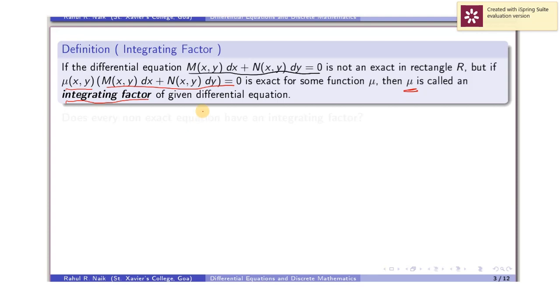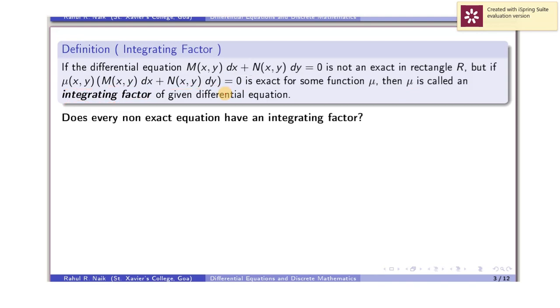Okay, so after defining this, the question is, can I convert every differential equation of the form M dx + N dy = 0 into an exact one by multiplying by a certain integrating factor? That is a very important question. The answer is yes, provided the given equation has a solution.